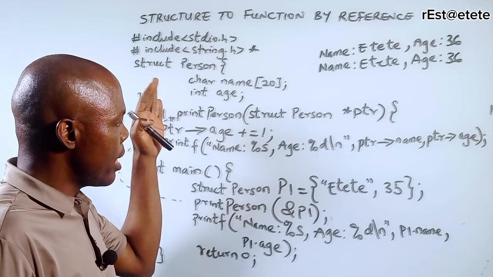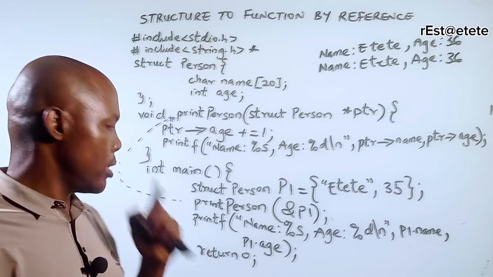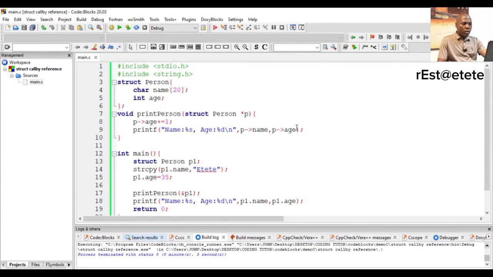Let's go to Code::Blocks and let me demonstrate this for you to see. All right, so this is our Code::Blocks, which is passing a structure to a function by reference. That is what I demonstrated on the board. So this is our declaration, and then this is the function that we have created, and then creating a variable for this structure and assigning name and age to it. Then we call the function.